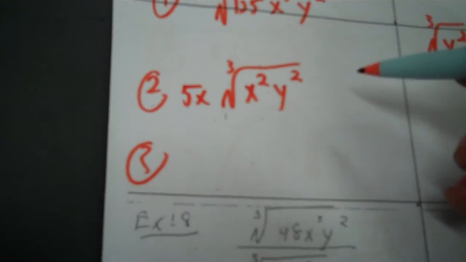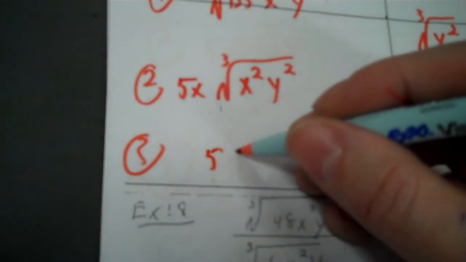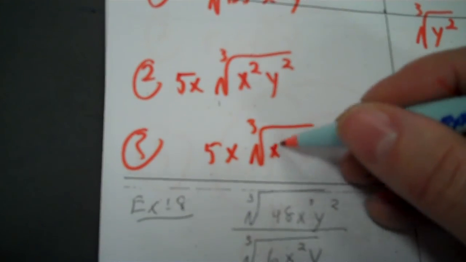Step 3, you really have the answer right there. So 5x, and then cubed root, x second, y second. Boom.